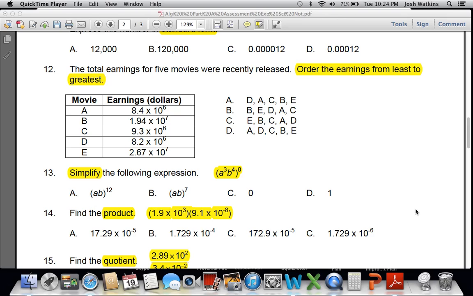So you're going to order these from least to greatest by earnings. And you might want to change these into their standard form from scientific notation. Number 13. Simplify the following expression: a to the third b to the fourth raised to the 0 power. So simplify that expression.